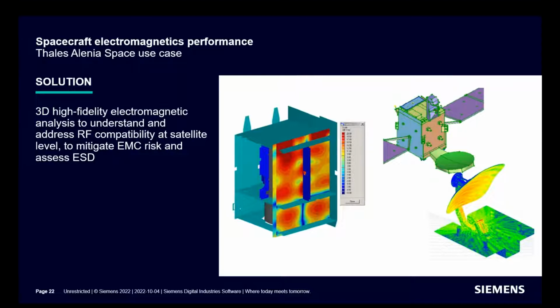So what you see here on the right is an example of how we can start from the geometry, the CAD BOM, convert that into a model that we can do simulation on, and then look at relevant results that can give the engineer insight in the RF compatibility and the EMC risk.